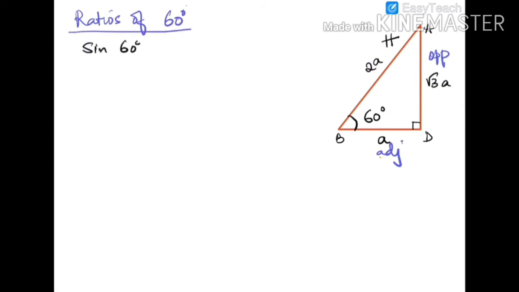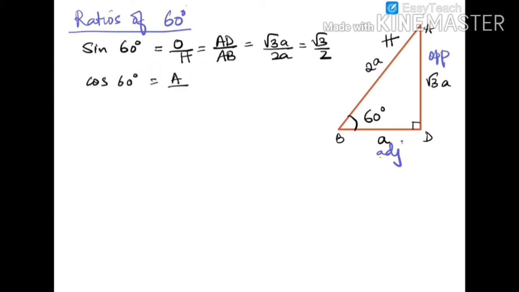Starting with sin 60 degrees, it's equal to opposite upon hypotenuse, and that is equal to AD upon AB, that is root 3A upon 2A, which is equal to root 3 upon 2. Cos 60 degrees is adjacent upon hypotenuse, that will be BD upon AB, that is equal to A upon 2A, which is equal to 1 upon 2.